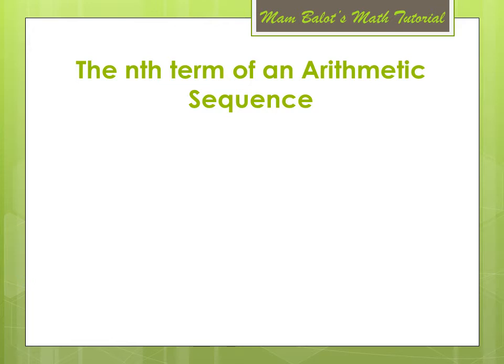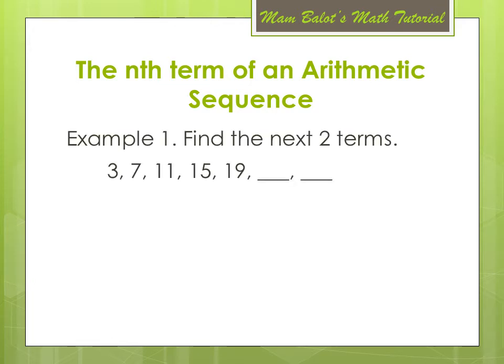Now we have the nth term of an arithmetic sequence, or previously, we referred to this as the general term of our pattern. Example number 1. Find the next two terms of the sequence 3, 7, 11, 15, 19, blank, and blank. From this, we can see that the common difference of this sequence is 4. So we add 19 plus 4, so we get 23, and then add another 4, so you have 27.